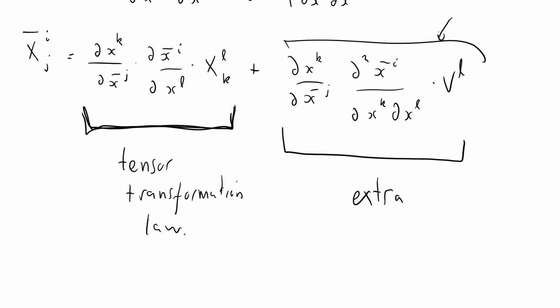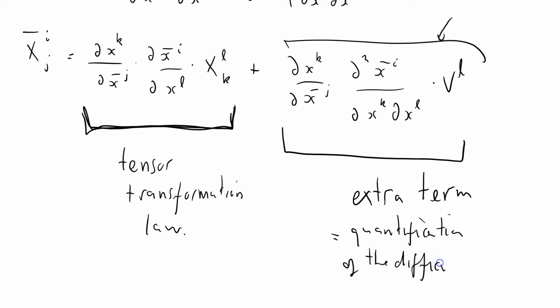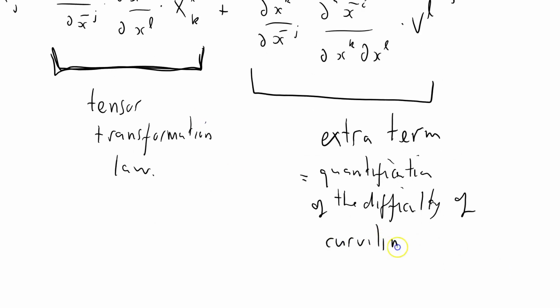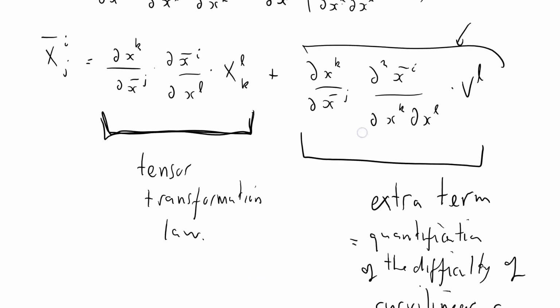When I say that Cartesian coordinates are nice and easy and curvilinear coordinates are difficult, messy nightmares, this is why they're difficult. This extra term is a quantification of the difficulty of curvilinear coordinates. My pen's not working. Okay? And you can see this is a bit of a nightmare.